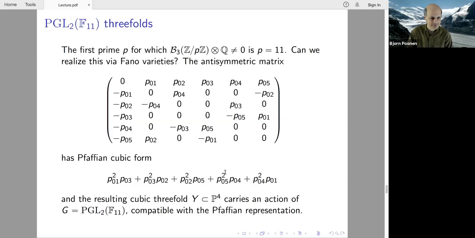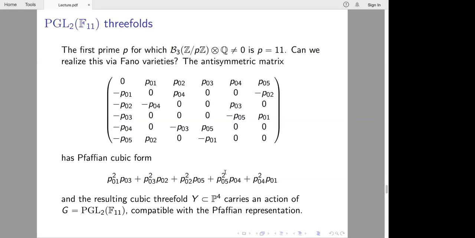Okay. More questions? Well, I have one more small question about the fourfold case. So you say that you know an example of a Pfaffian cubic with a group of order 6 acting on it. And what's the fixed point locus in this case? Is it just isolated points? I don't think it's isolated points.